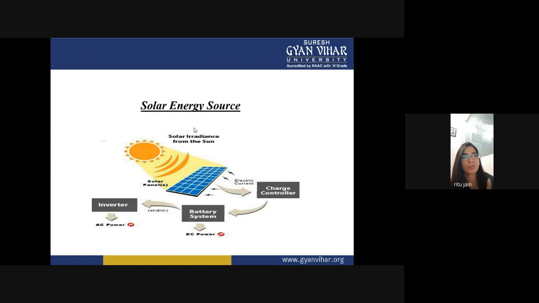Now this is the solar energy system. You can see over here that the sunlight is falling on your solar panel, which is your PV modules. Then electric current starts to flow, which is your DC current, and there is a charge controller which controls the battery system. This DC power is stored in the battery over here, and then it passes to the inverter, which converts DC power into AC power.